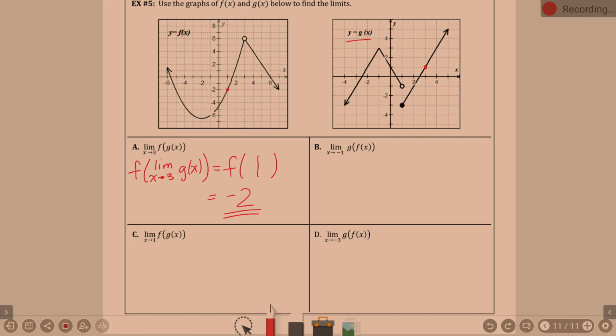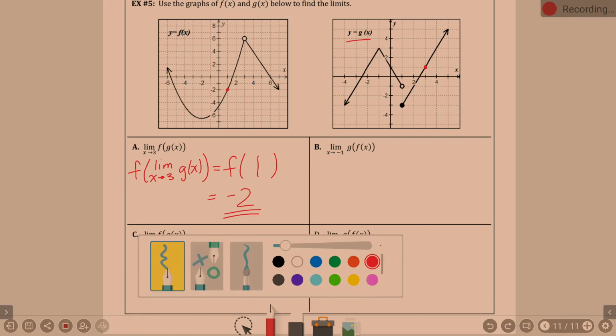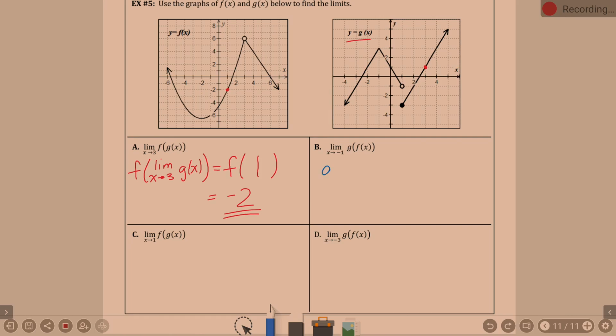Okay. Limit as x approaches negative 1 of g of f of x. Oh, shoot. g of the limit as x approaches negative 1 of f of x. So g of something. -6. g of -6 would be -4. And wait, no.